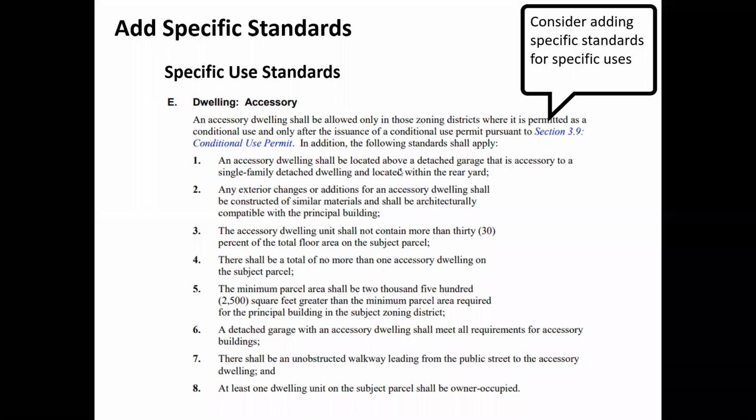So for example, it must be located above a detached garage, exterior changes must be of a similar material, no more than 30% of the floor area on the subject parcel, and so on. I think this helps the applicant know what to expect when they're applying for a permit, and it also helps local officials so that they're not in the moment needing to create these standards. It's easier to think about these things in advance and then add additional standards if needed when a particular use is applied for.